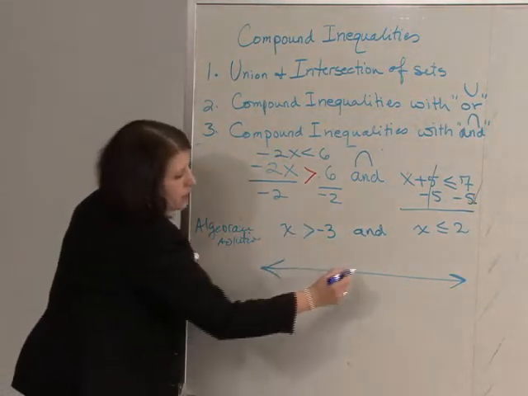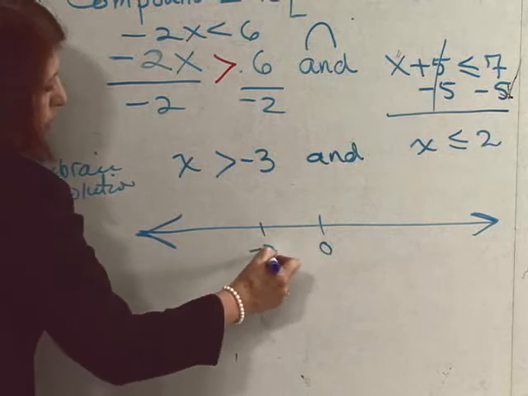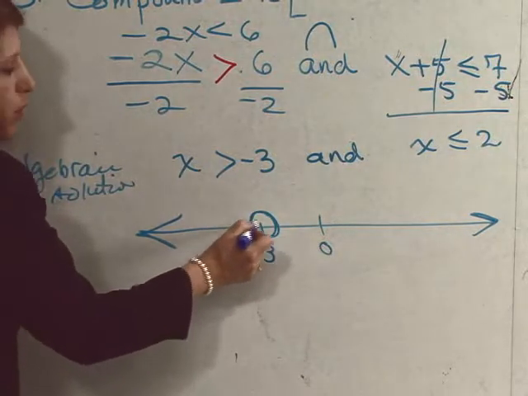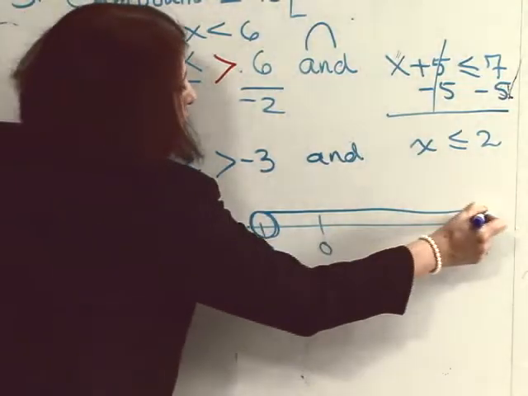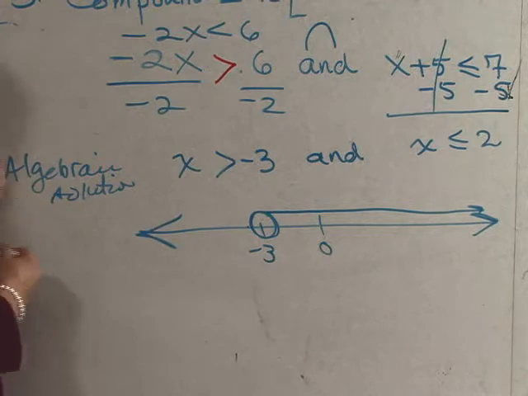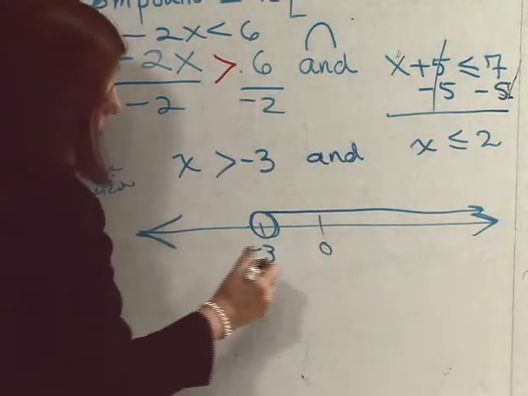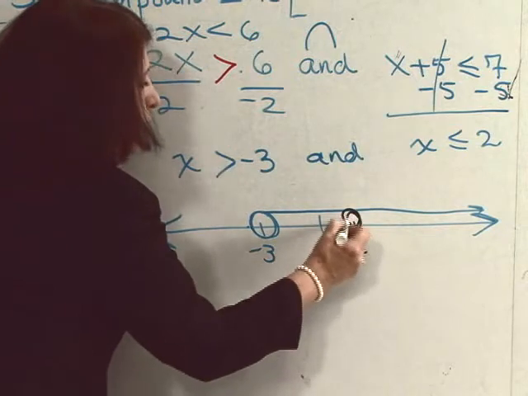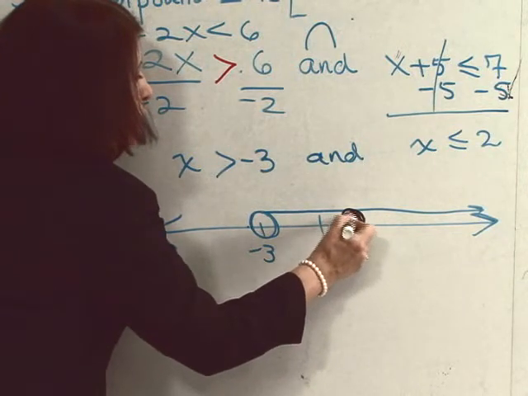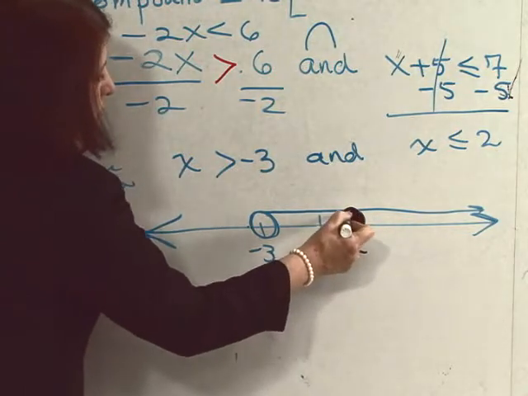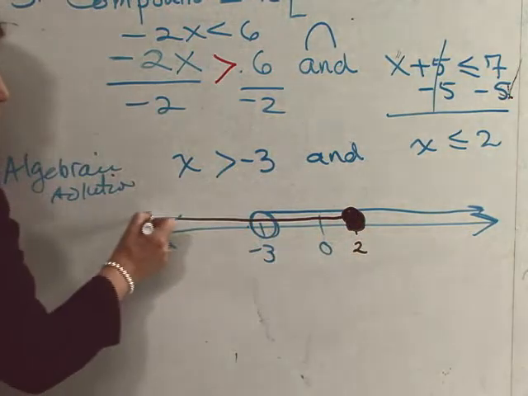X is greater than negative 3. So that's 0. That's negative 3. It does not equal negative 3, so that means we have an open circle. Greater than, we go to the right. And x is less than or equal to 2. So if that's 2, less than or equal means that we have to shade it in. Everything includes that 2. And less than, we go to the left.